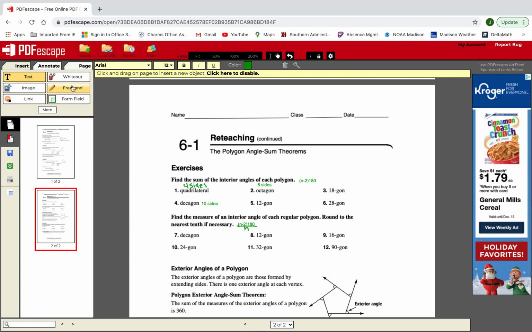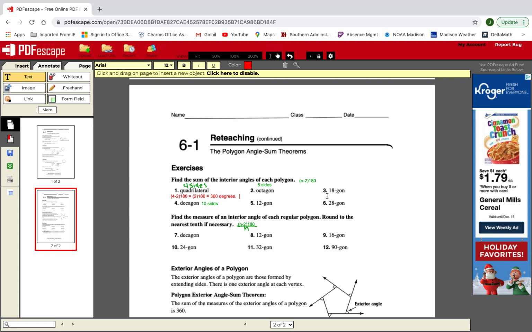Okay. All right, so I'm going to switch colors so we can do the actual math here, and we don't want that to get in the way of the work that we've already done. We're going to stick with the Christmas theme here. So for a 4-sided quadrilateral, we're going to say 4 minus 2 times 180, which is 2 times 180, which equals 360 degrees. And again, we are just finding the sum of the interior angles of each polygon here.